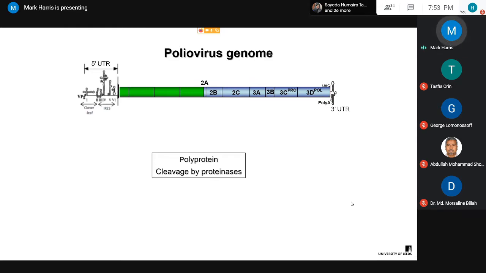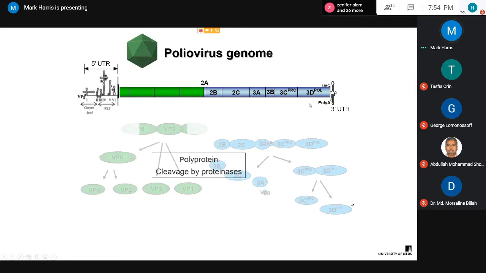So I need to explain to you about the poliovirus genome. So this is the genome. It is a positive sense RNA virus. It has an untranslated region at the end, and then all of this bit in the middle, the genetic sequences, what happens is this is translated directly into protein when the RNA gets inside a cell.